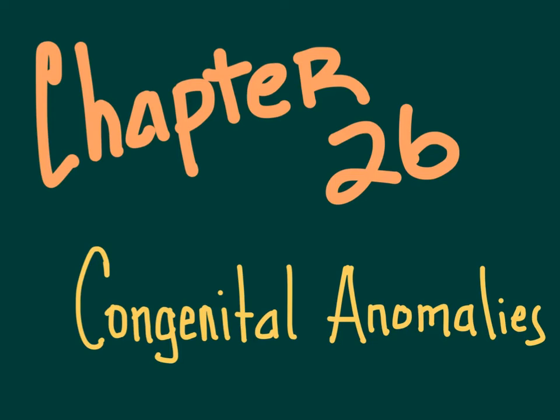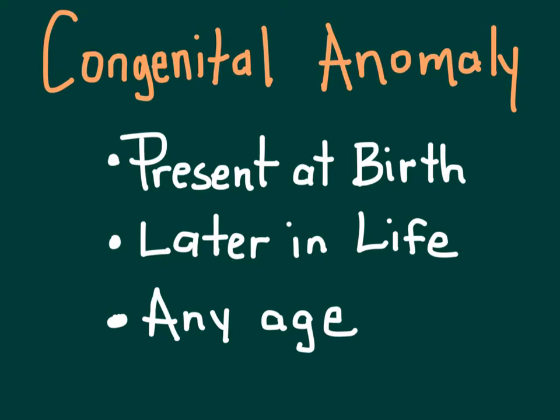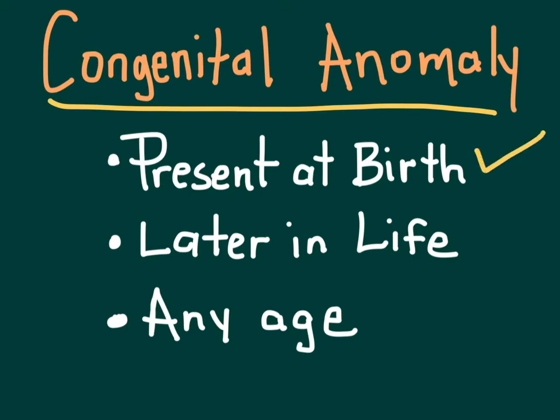Welcome to Chapter 26, Helpful Hints, this time for congenital anomalies. Let's begin with a review of congenital anomaly. A congenital anomaly is considered an abnormal condition that is present at birth. Now, there are a few things to consider with this definition.